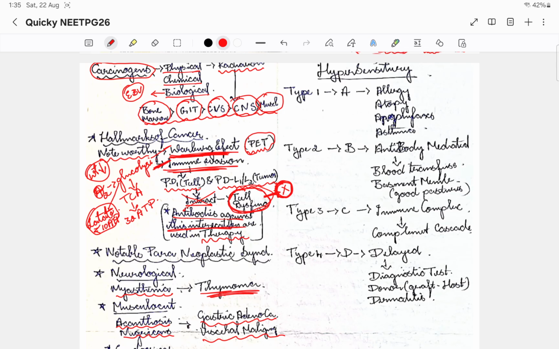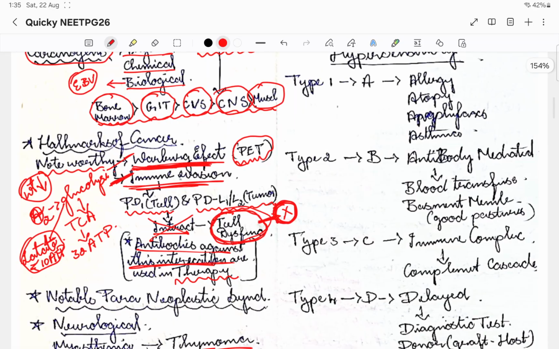One more topic finally before ending general pathology is hypersensitivity. There are 4 types of hypersensitivity reaction. This we have been learning from our second year also, right? Instead of remembering type 1, type 2, type 3 and type 4, remember it as A, B, C, D. It will be easier for you.